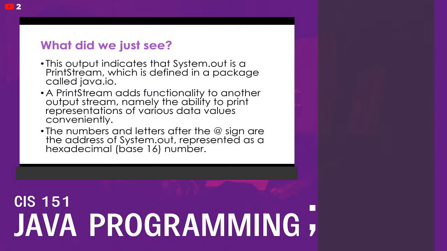And as we said when we were looking at it there, you saw those numbers after the at symbol. That's the address of system.out in memory, represented as a hexadecimal or base 16 number. So when we're looking at that, it's not incredibly important to understand all the intricacies of that, but it is a good idea to know how this works in the background. That way we have this understanding of what exactly system.out is and what it's doing behind the scenes.